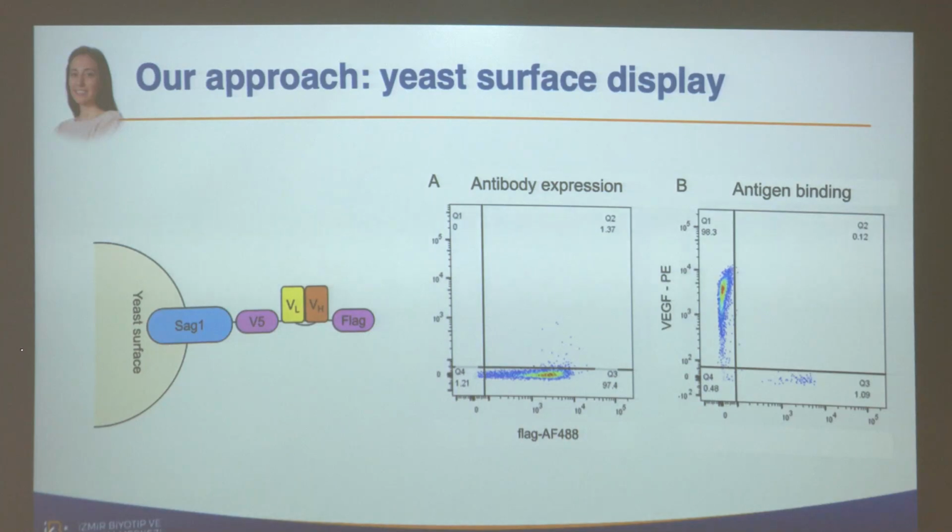Our approach is using surface display. Basically, we mostly use the Pichia pastoris system. In Pichia pastoris, Aga1 in cerevisiae is homologous to Sed1 in Pichia pastoris. We have our scFv with the FLAG tag at the top, and we check the antibody expression first, then the antigen binding, because the starting scFv is the anti-VEGF, and it mostly binds to VEGF.